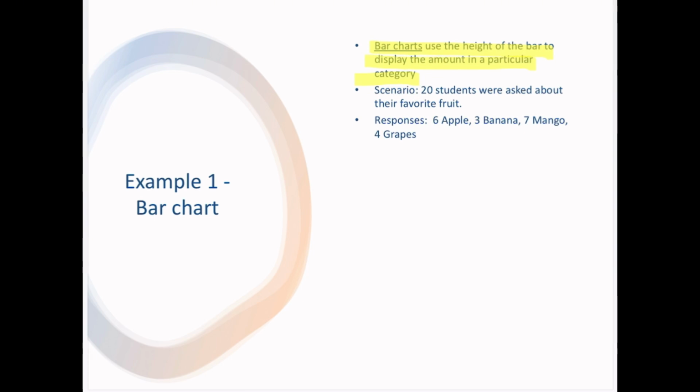So to start constructing your bar chart, you create an X and Y axis. And on the vertical side, you're going to put your frequency, where the lowest is 0 and our highest is 7. So we're going to put those tallied: 3, 4, 6, 7. And then on the horizontal part, you're going to put your categories. So I'm going to put the first letter for each category. So A for apple, B for banana, M for mango, and G for grapes.